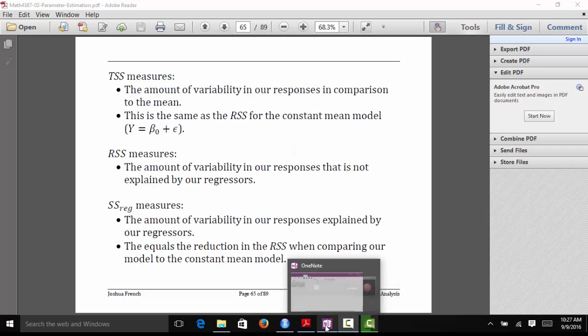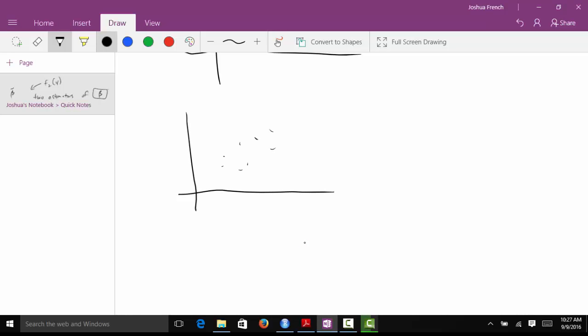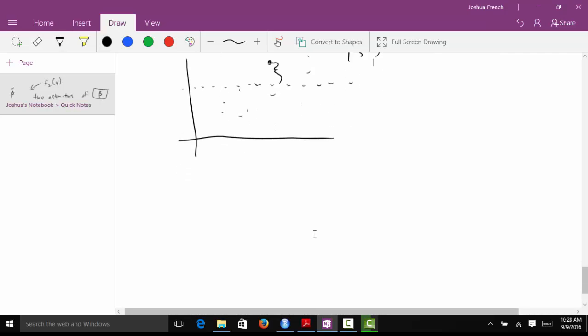Let me draw a picture to show you what these different things represent. We had some data, and we fit our line to it. Actually, I shouldn't do that. For the total sums of squares, you're comparing to the sample mean. The total sums of squares measures the vertical distance between each response and the sample mean, squares that distance, and adds them up over all observations. So this is the total sums of squares. We're summing the squared deviation between each response and the sample mean.